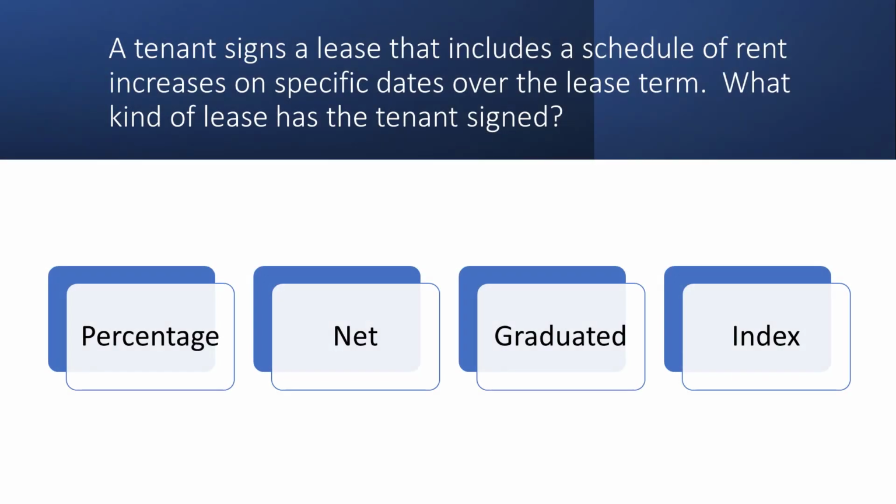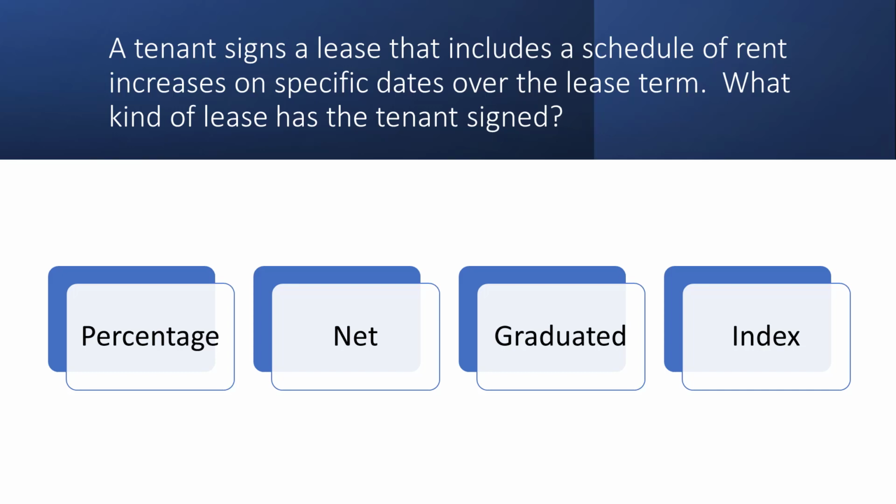A tenant signs a lease that includes a schedule of rent increases on specific dates over the course of the lease term. What kind of lease has the tenant signed? A. Percentage. B. Net. C. Graduated. Or D. Index lease.